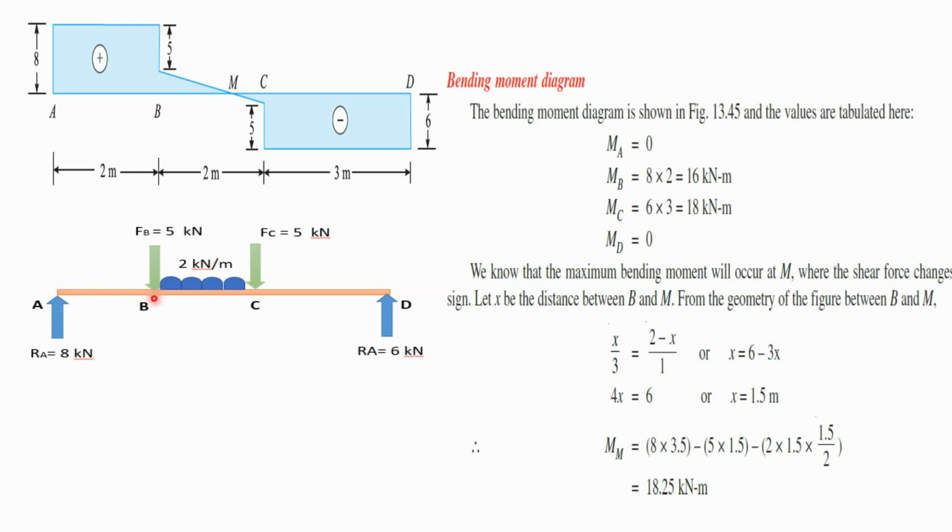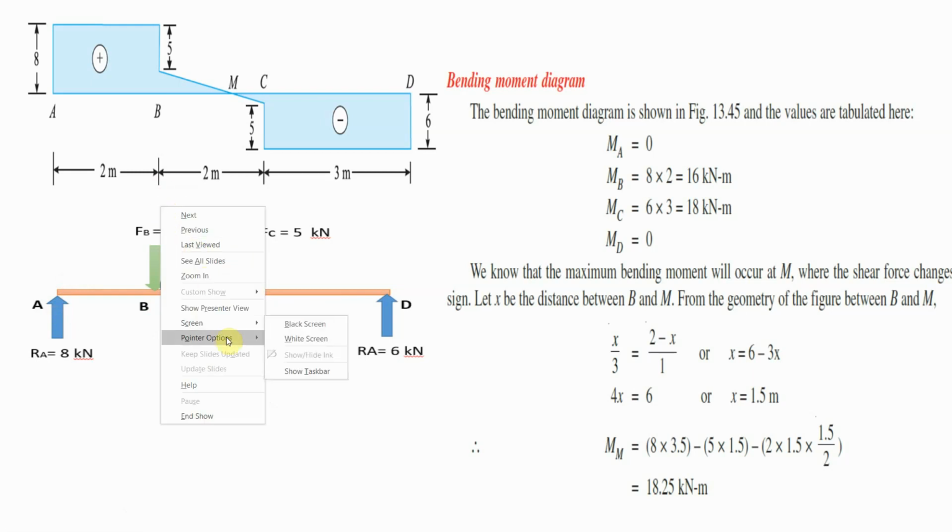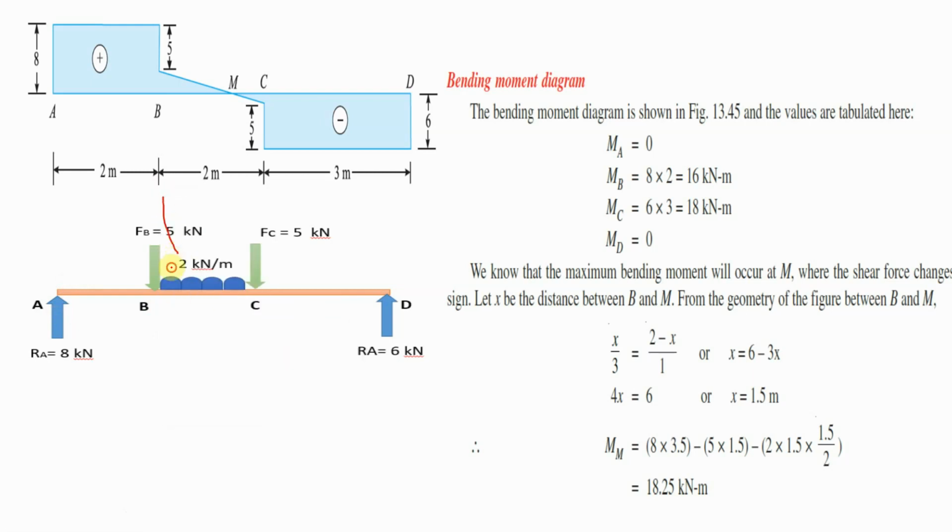Now to find the bending moment at B point, let us take a section at B point, considering the left hand side of the section, and take the bending moment of the one force which is acting on the left hand side. The bending moment of this reaction about point B will be a sagging bending moment, which is positive: 8 into perpendicular distance 2. So 8 into 2 is 16 kilonewton meter. So the bending moment at B point is 16 kilonewton meter.